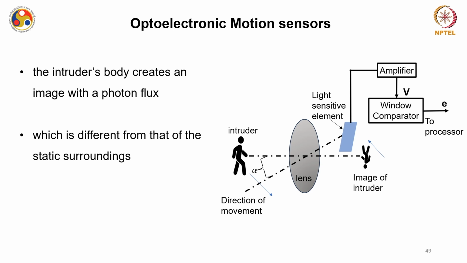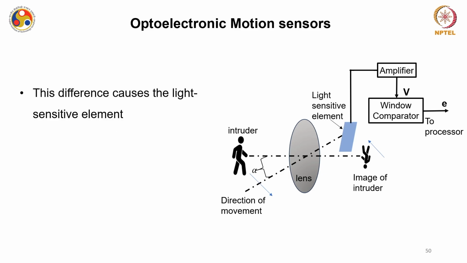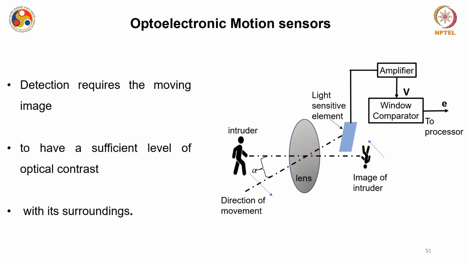The intruder's body creates an image with a photon flux which is different from that of the static surroundings. This difference causes the light sensitive element to produce a deflecting voltage V. Now, detection requires the moving image to have a sufficient level of optical contrast with its surroundings. If there is no contrast, it will be very difficult to trace this intruder.